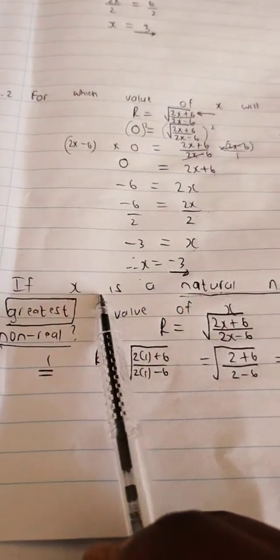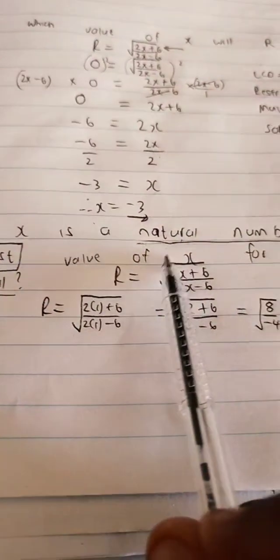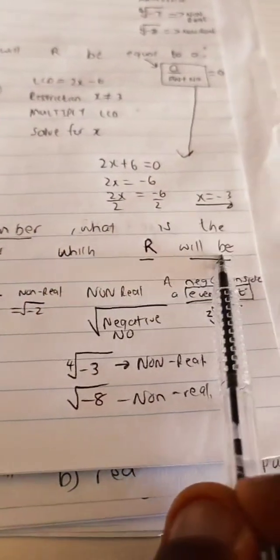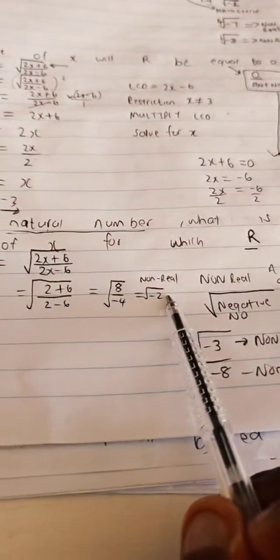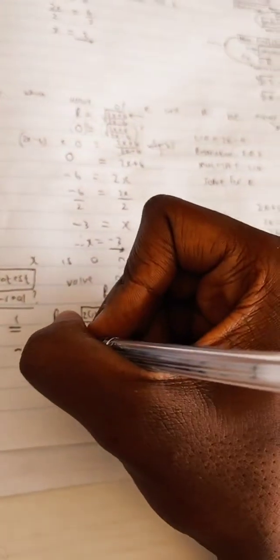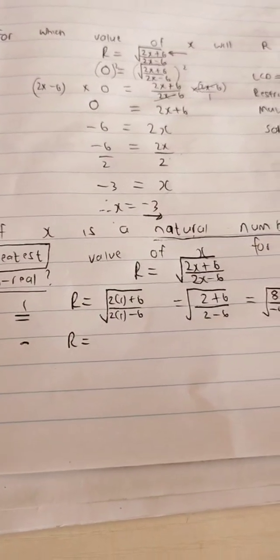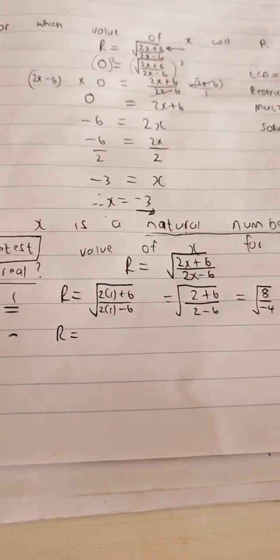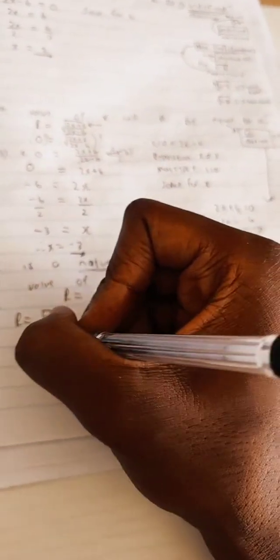We want, if x is the natural number, what is the greatest value of x for which R will be non-real? Okay, 1 gives us a non-real number, but we don't know if it's the greatest. Let's look at the next natural number. The next natural number after 1, guys, is actually what? Thank you, Ndoni. 2.